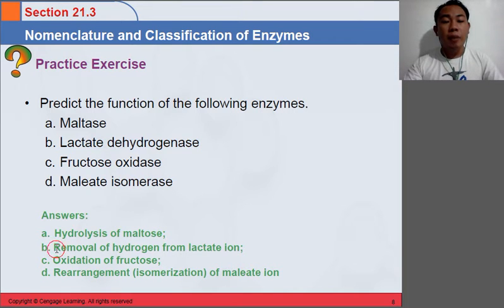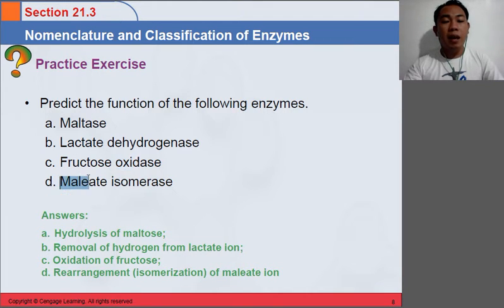In letter B, lactate dehydrogenase. It is the removal of hydrogen from lactate ion. So that means in a lactate ion, this lactate dehydrogenase acts on the removal of the hydrogen in lactate. So next, we have oxidation of fructose for the letter C, because fructose oxidase acts on the oxidation of fructose. We have here from the prefix, the oxy, that means oxidation, and it oxidizes the fructose.